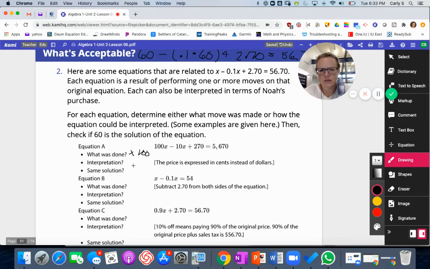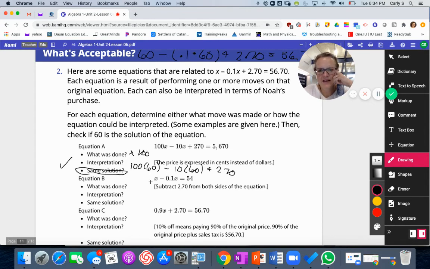And do I get the same solution? So I'm going to do 100 times 60 minus 10 times 60 plus 270 and see what I get. I did not get the same answer. Yeah, it should work. So 100 times 60, because 60 was the solution. Oh, minus 10 times 60, my bad, sorry. Plus 270. It is 5,670. Okay, it is the same solution.